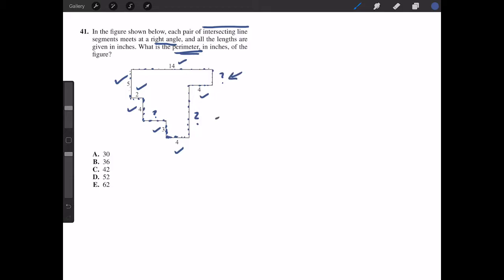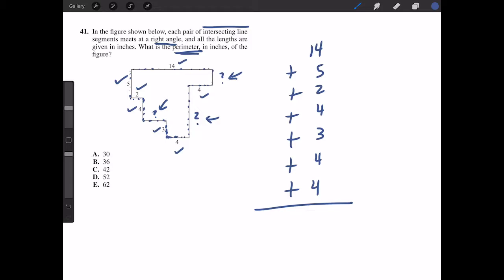So notice how we essentially need to figure out these sides. Once we know the measurement of those 3 sides, then we can figure out what the sum of all the sides is going to be. We can start by adding, by the way, 14 plus 5 plus 2 plus 4 plus 3 plus 4 and finally plus 4. So we can add all of the given segments. So this is 19, 21, 25, 28, 32, 36. So far we have 36 inches in terms of the perimeter.